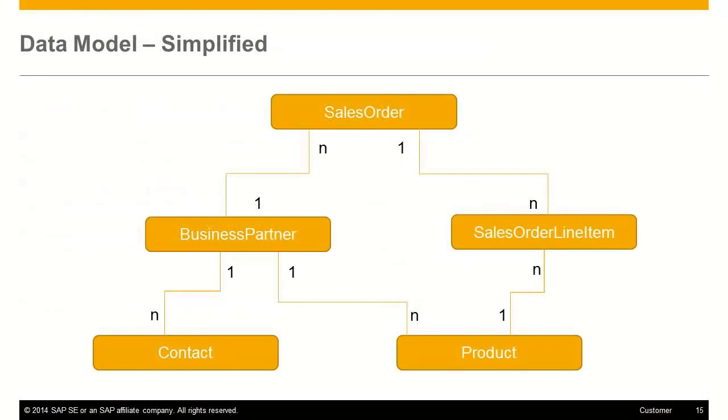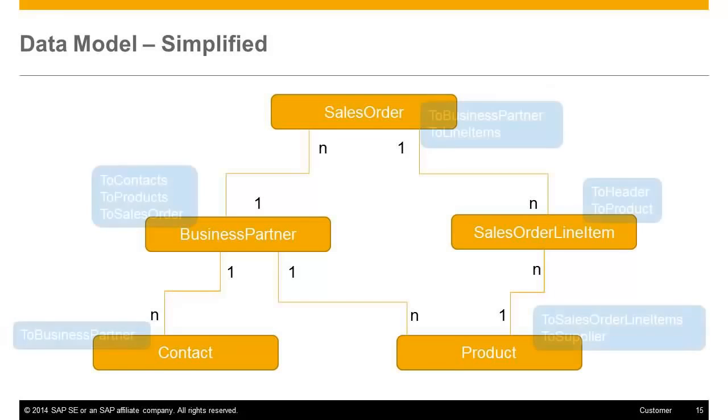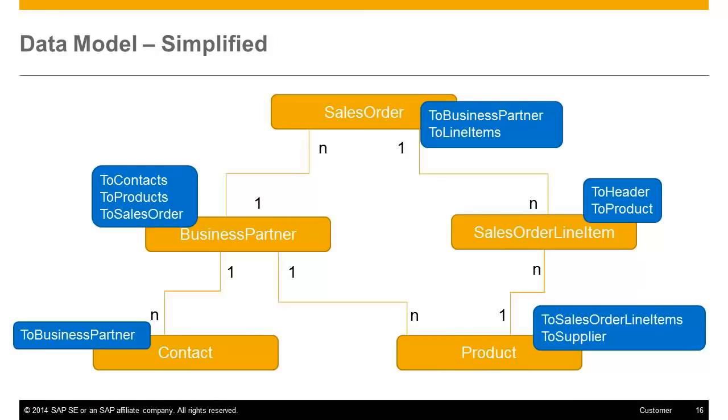A simplified data model of the service is shown here. This service contains following 5 entity sets: business partner, sales order, product set, sales order line item, and contacts. As the name suggests, the navigation property derives its name from the fact that it allows navigation from one entity to others. A navigation property is tied to an association and allows navigation from one end of the association to the other related end.